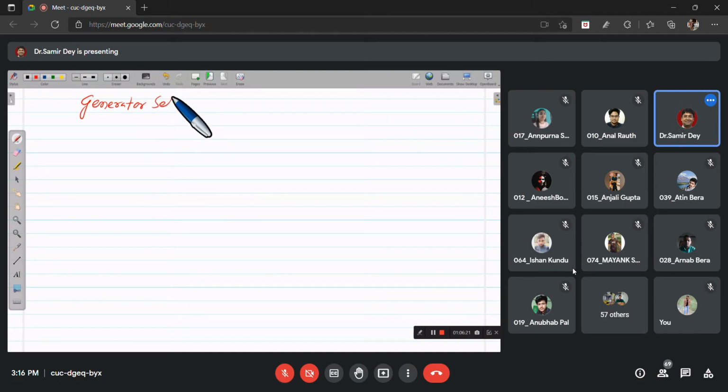Generator set, spanning set. Generator set or spanning set. Then you write down basis. And then you write down dimension.